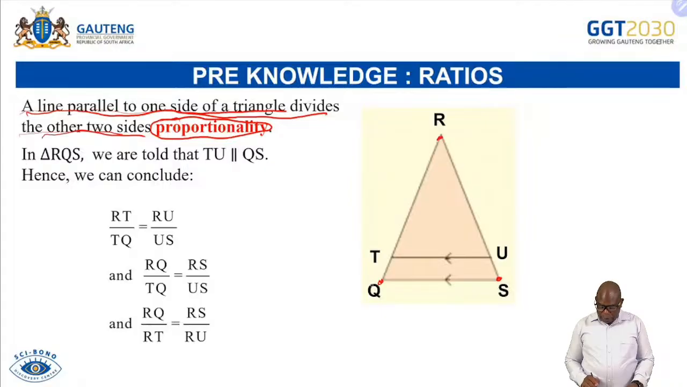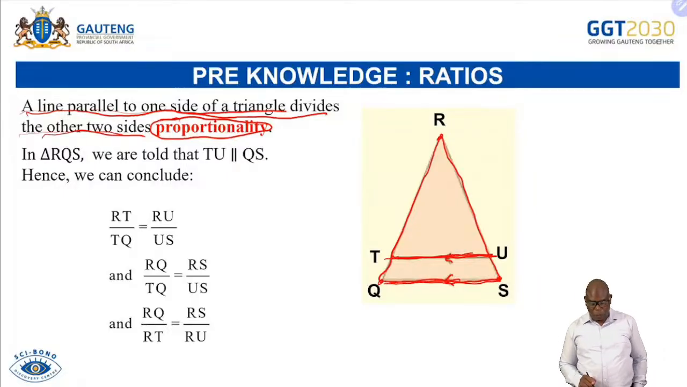So in this triangle, you can see TU is parallel to QS. These two lines are parallel. So what does this theorem say? It says, if this line here is parallel to the other side there, it divides the other two sides. The two sides that are left, this other side is parallel to that, so I'm left with those two sides that I'm going to work with.